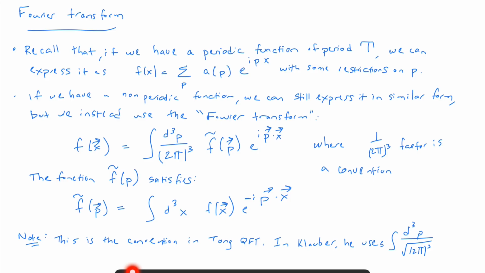Klauber uses mostly discrete forms, but the analog, which he sometimes puts explicitly, is d^3p over the square root of 2π to the third. So the square root of 2π to the third becomes the same on both sides. I won't really be using that part, although I'll use Klauber in other ways, which I'll show you. I think we've shown that already.